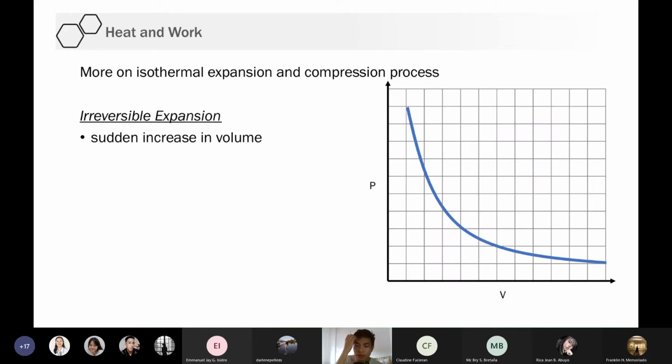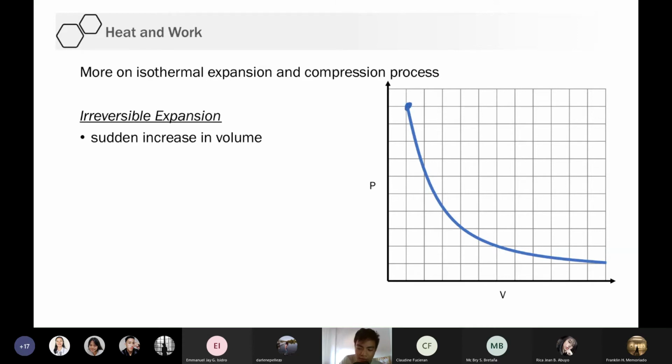Focus pa tayo dito. So, more on isothermal expansion and compression of forces process. When we say isothermal, same temperature lang yung focus natin. Marami kasing uri pa nito pero yung basic lang aalamin natin today. And so let's talk about the isothermal expansion and compression processes. Irreversible expansion, ibig sabihin sudden increase in volume.